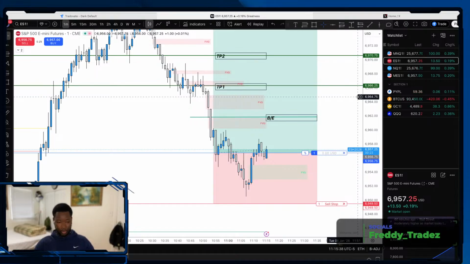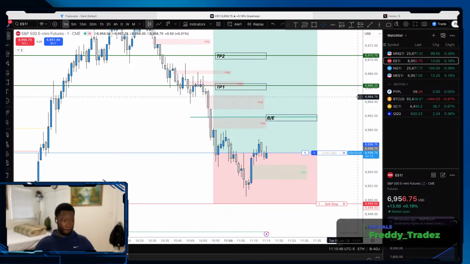So I'm just gonna hold this trade. Should continue higher. It's a bit iffy because Trump is speaking, but he's not talking about anything related to markets at the moment.